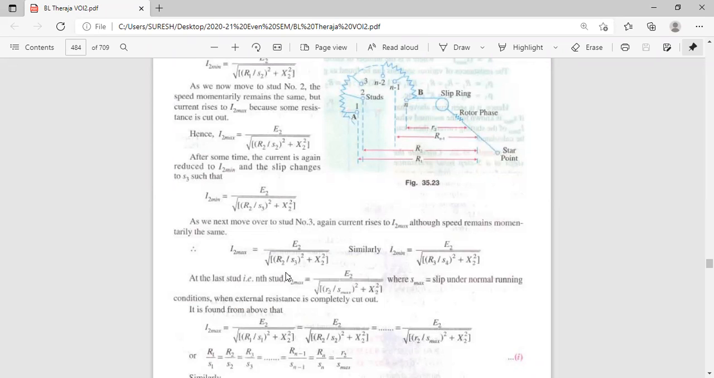Any doubt in this step, in this derivation up to here? Why are they taking S max? Slip will be maximum here in the last step in between n and this. Any doubt in this step up to here? Anything to be repeated?